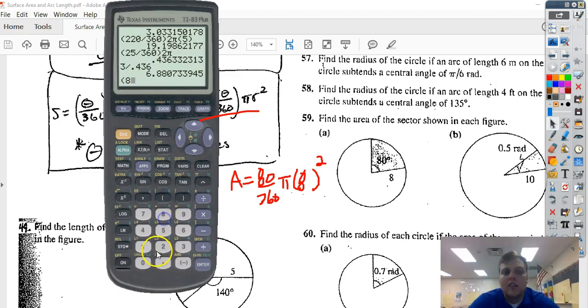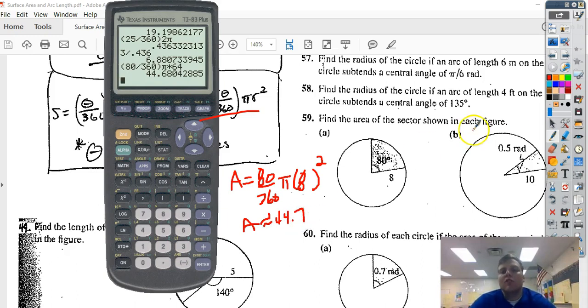calculator. So you can say 80 divided by 360 times pi times 64. Press enter, and I get 44.7. So then my area is approximately 44.7. Alright, I suggest you stop and try to do part B on your own.